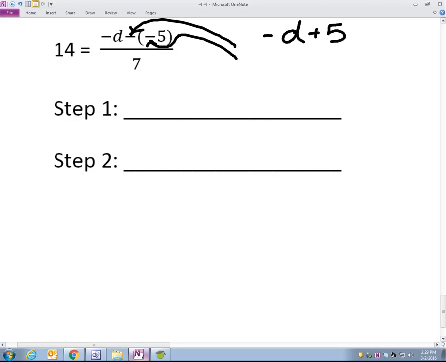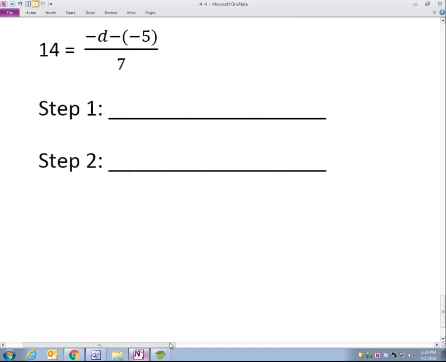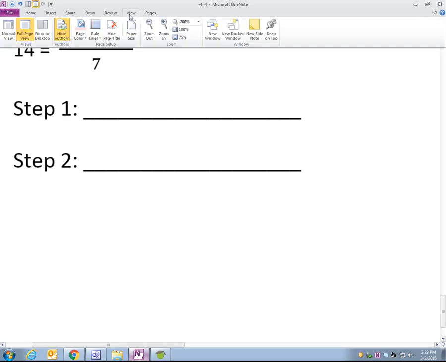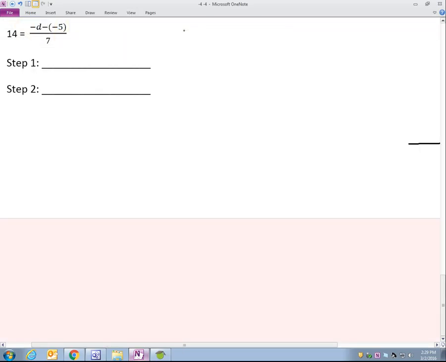Same thing when you're multiplying together. If you multiply a negative number times a negative number, you get a positive. I'm going to rewrite this over here, though. So we have 14 equals.